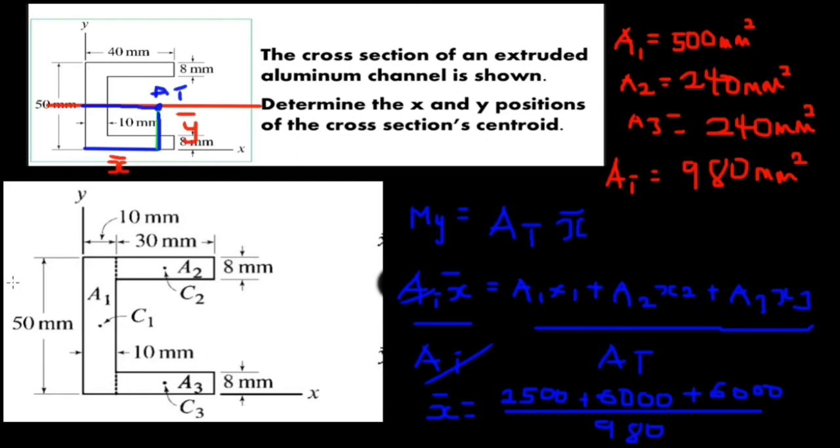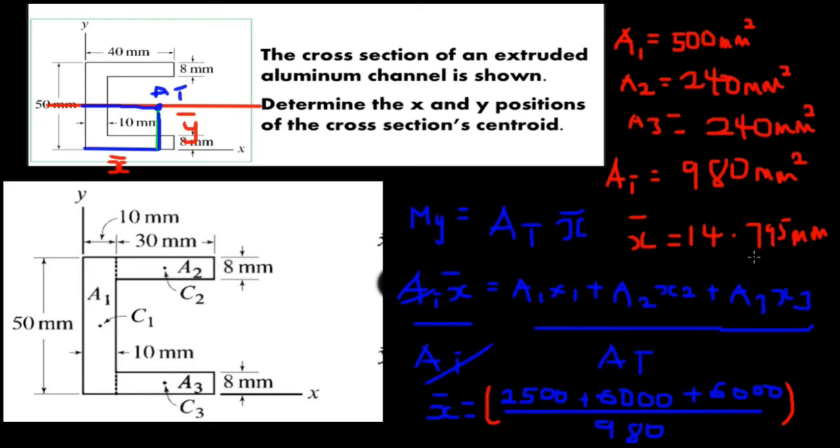Okay, so now let's simplify this and see what you will get. I'm going to punch all this on my calculator at once and see the value that I'll get. So let me do this. That's 2,500 plus 6,000 plus 6,000, all divided by 980. So this actually gives me x bar to be equal to 14.795 millimeters. That's the value for my x bar.